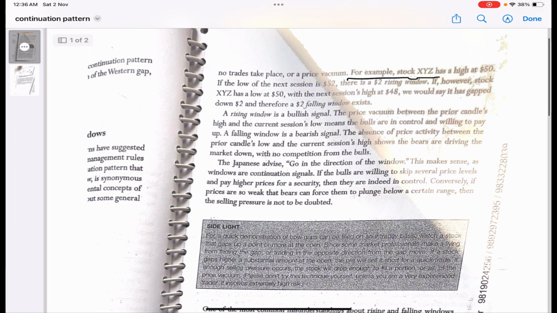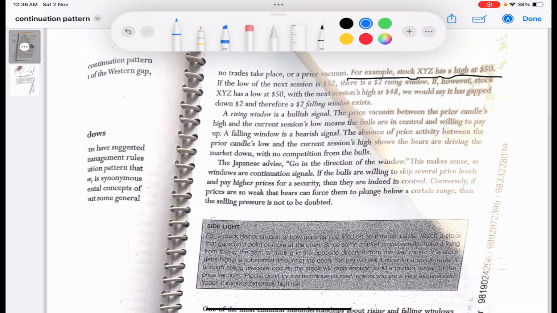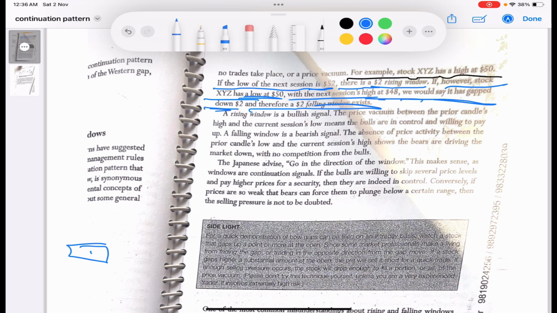For example, stock XYZ has a high of 50. If the low of the next session is 52, there is a 2 rising window, obviously. So that's basically a gap of 2 rupees, right? $2. If, however, stock XYZ has a low of $50 with the next session's high at 48, we would say it has a gap down of 2 and therefore a 2 falling window exists. A falling window is basically a gap, right? A gap down is a falling window and a gap up is a rising window.